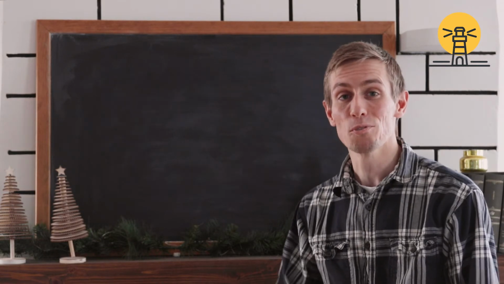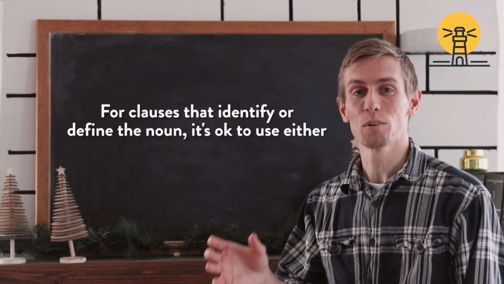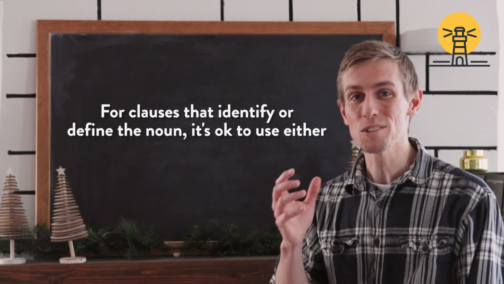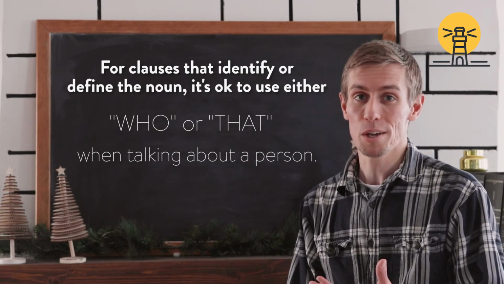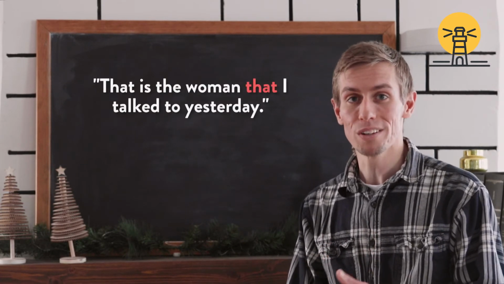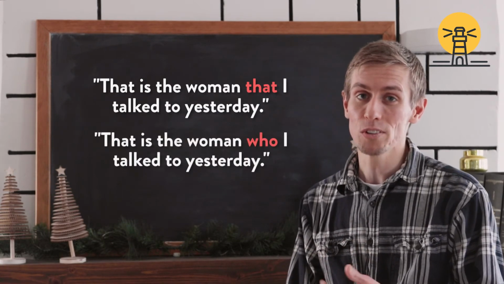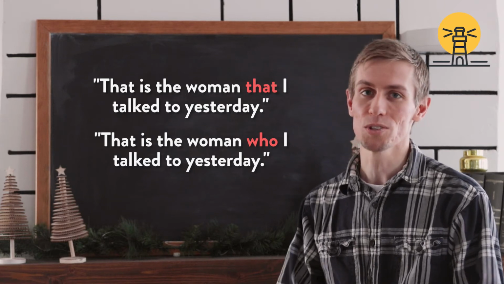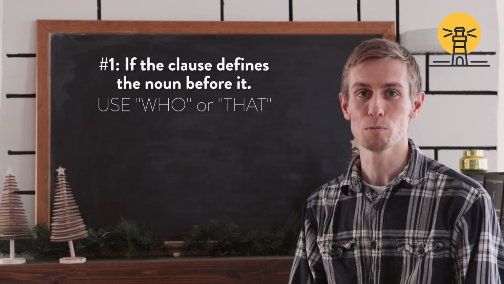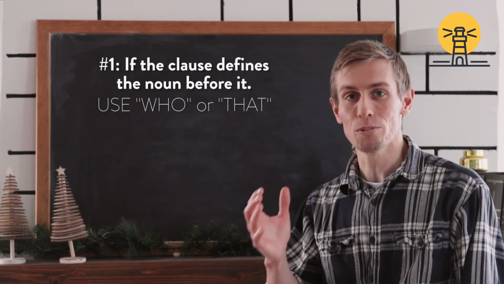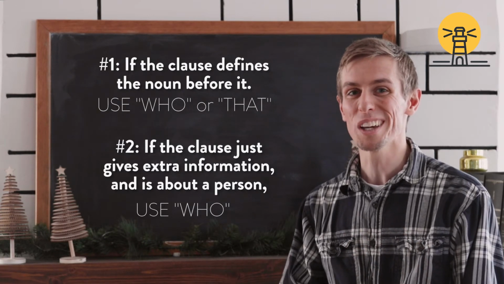Now, remember, for relative clauses that identify the noun that comes before them, it's okay still to use who or that. And so, for example, "That is the woman that I talked to yesterday" is okay. "That is the woman who I talked to yesterday" is also okay, because those relative clauses define the noun that comes before them. But if the relative clause gives extra information and it's about a person, you can only use who.